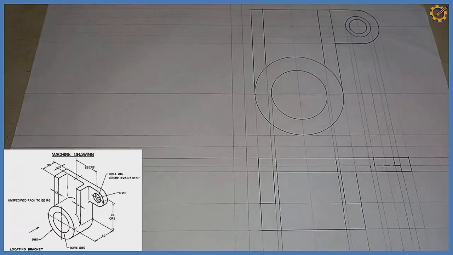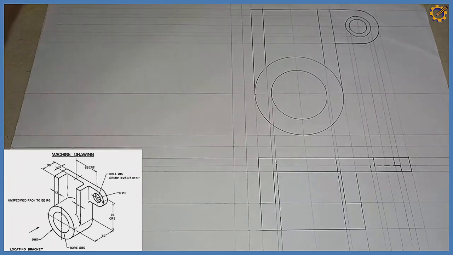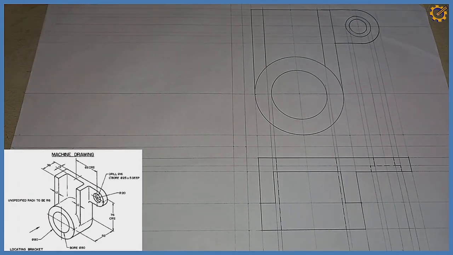Do you see that? That's about that. That's our object right there. Okay, so this is the complete plan view. So what's next is to get our end view, which is what's going to be sitting here. So how do we do that?